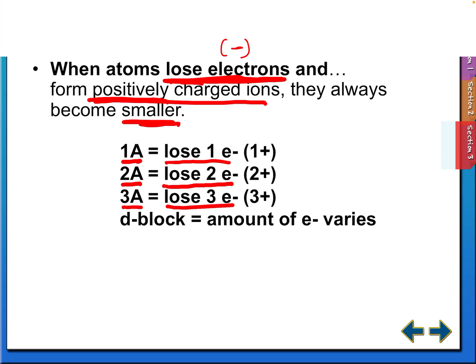So I would write these above the group numbers on your periodic table. Above group 1A, I would write a 1 plus.